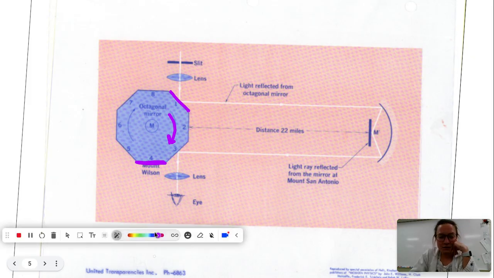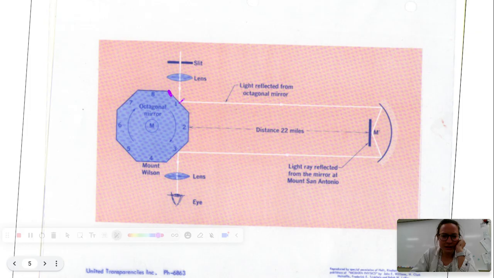But if the mirror was going at just the right speed, the mirror would start right here. The light would come in, it would hit the mirror, it'd bounce off, go the 22 miles to Mount San Antonio, go back the 22 miles back to Mount Wilson, and this thing was spinning with such perfect timing that it spun right around until it landed right here, right as the light was getting back. So the light would land here just as the mirror landed here.